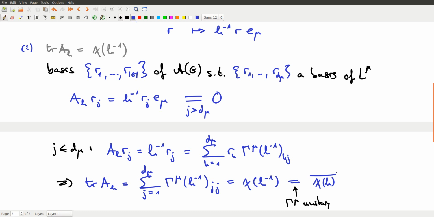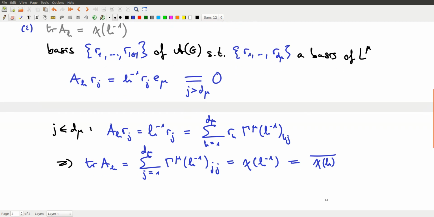But if it's not a unitary representation, then it's equivalent to a unitary representation, since we're speaking about finite groups, and equivalent representations have the same characters, so actually we don't have to assume anything here. This is always true. Okay, so this was the first way to calculate this trace.